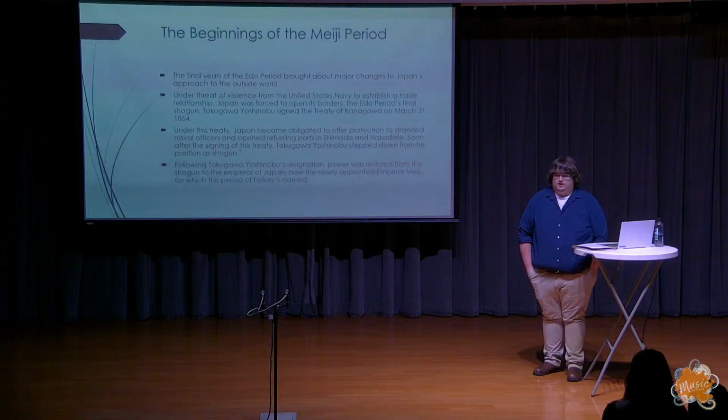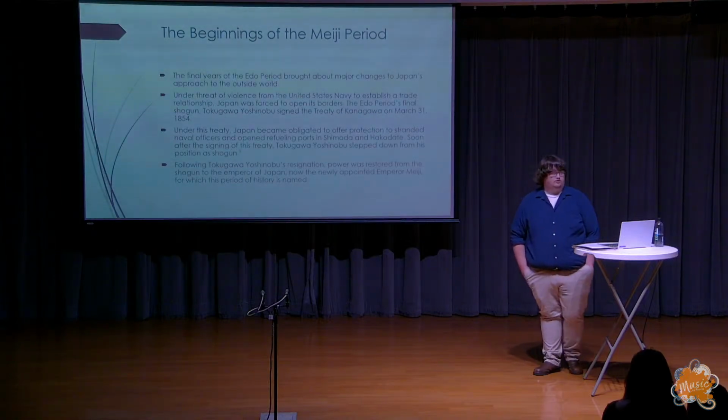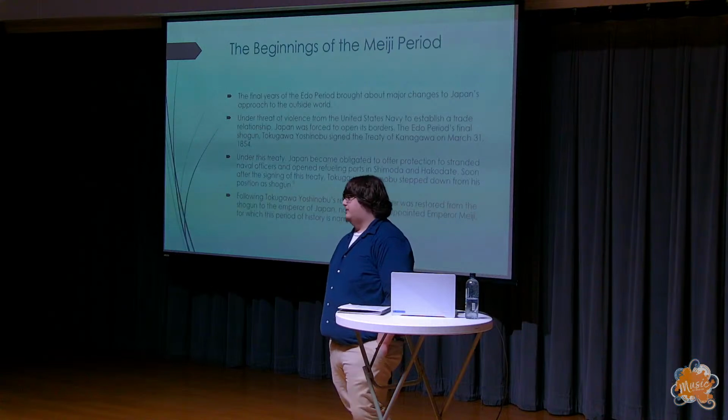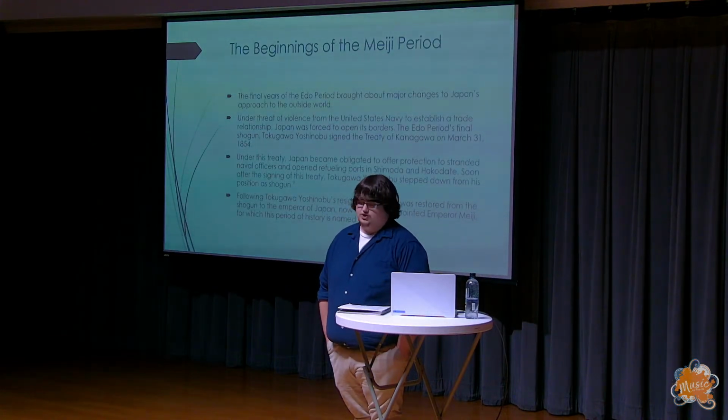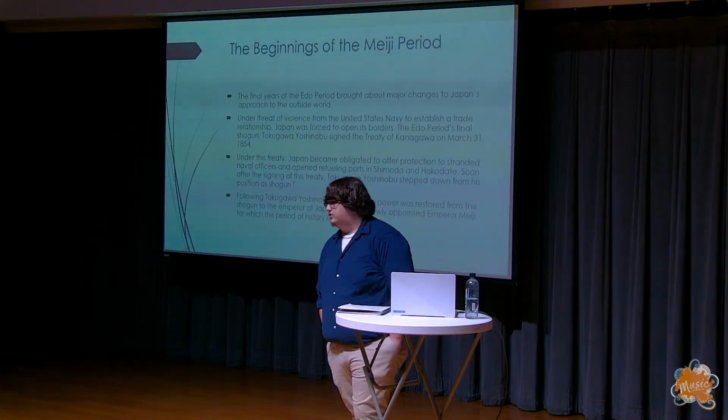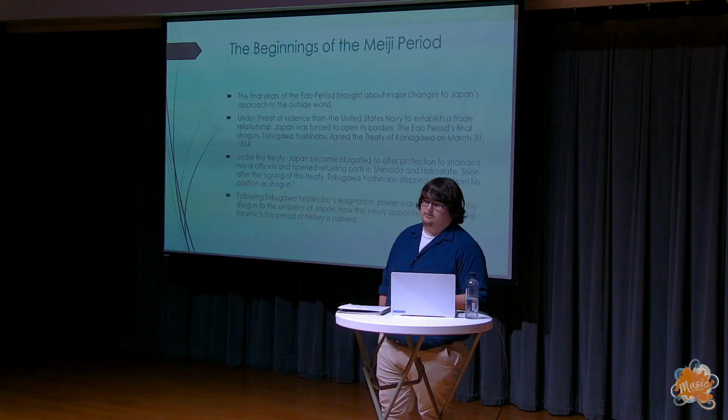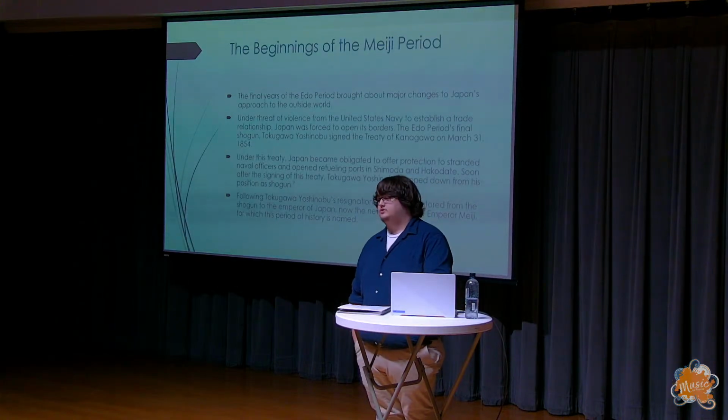Under this treaty, Japan became obliged to offer support and protection to stranded naval officers, and open up refueling ports in Shimoda and Hakodate to provide that support to the United States Navy. After the signing of this treaty, Yoshinobu stepped down from his position as shogun. This was a wildly unpopular decision, though it was a necessary one. Following his resignation, power was restored from the shogun to the emperor, as we see Emperor Meiji take power, after which this period of history is named.